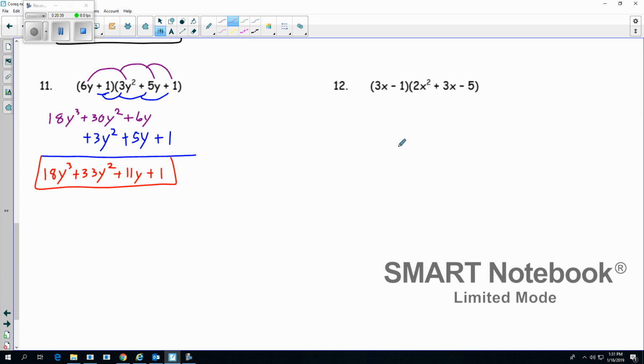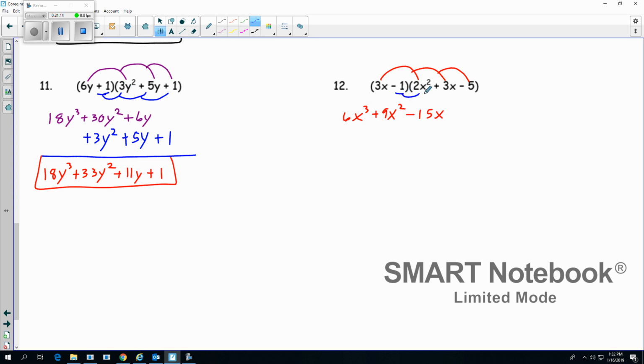Okay, last one here. Pretty similar to 11, except that we'll have some other signs than just addition. So we'll start with multiplying everything by 3x. So let's see, 3 times 2 is 6. X times x squared, that'll give us x to the third power. 3x times 3x, that'll be a plus 9x squared. And then 3x times this minus 5, so 3 times negative 5 is negative 15. Don't forget about that x, so minus 15x.